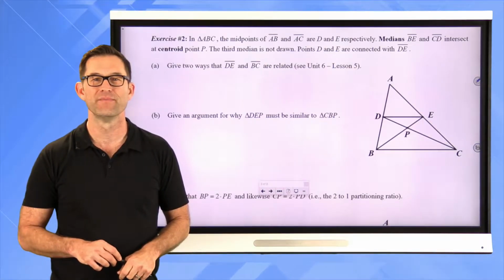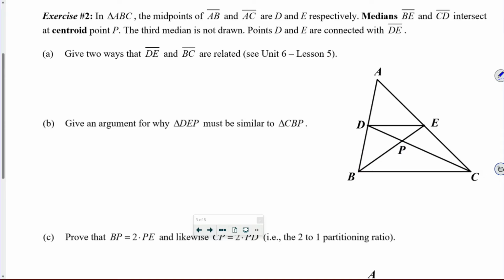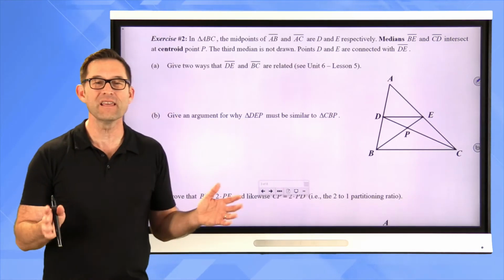Exercise number 2. In triangle ABC, the midpoints of AB and AC are D and E respectively. Medians BE and CD intersect at centroid point P. The third median is not drawn and it doesn't need to be drawn. Points D and E are connected with segment DE. Give 2 ways that segment DE and BC are related. See Unit 6, Lesson number 5. All right, well, see if you can remember.